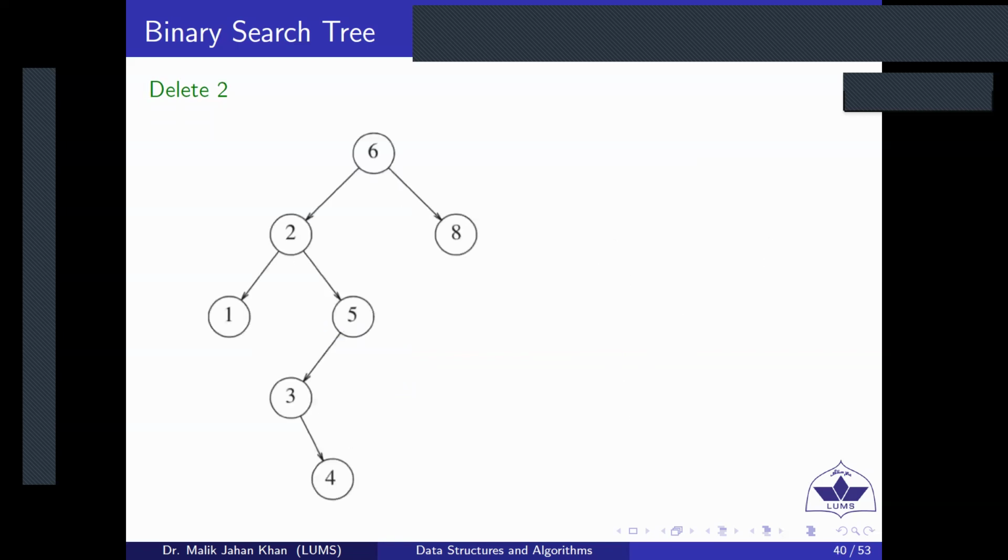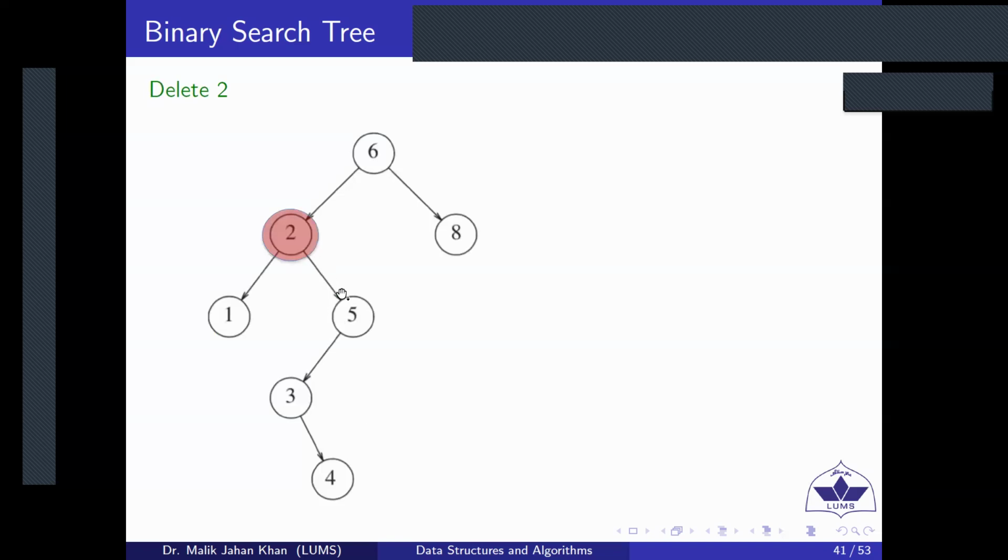Let's go over one more example. Let's try to delete 2. So we look at 2, and now we have two choices. One choice is that we replace 2 with the largest element in the left branch, or we have another choice as well, and that is that we replace it with the smallest element in the right branch. So we'll go for the second choice this time.